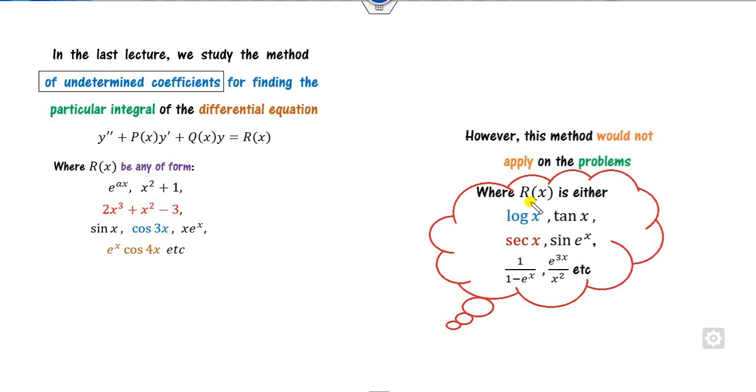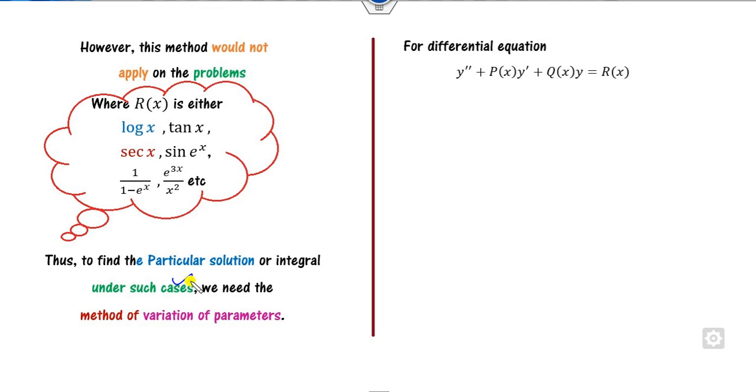Now what will happen if you consider r of x as log x or tan x or 1 over x and so on? Then the method of undetermined coefficients is not applicable to solve the problem. That's the limitation of undetermined coefficients. To overcome these cases, we will learn the concept of the method of variation of parameter.